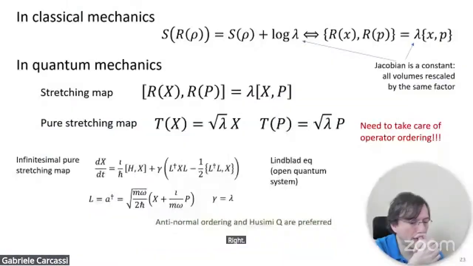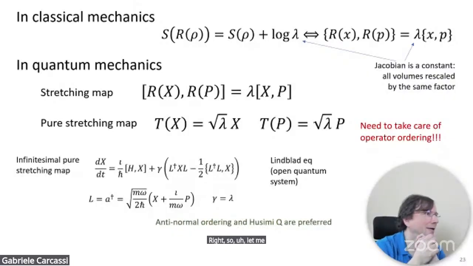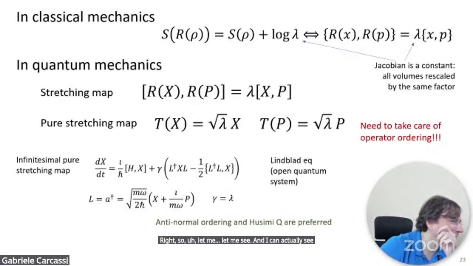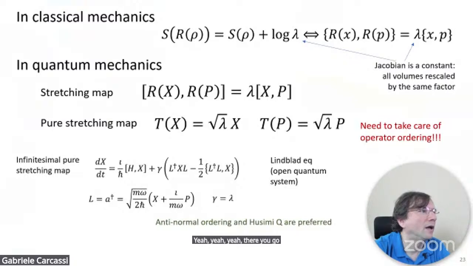Right. So let me see. I can actually see the question. I can just open it up. So, relating classical and thermodynamics, and how do you incorporate knowledge of the observer in classical mechanics?